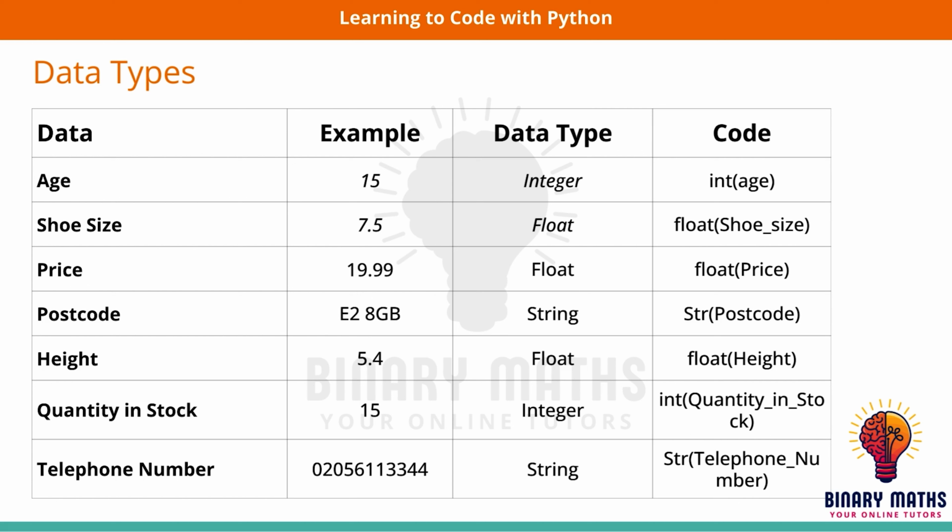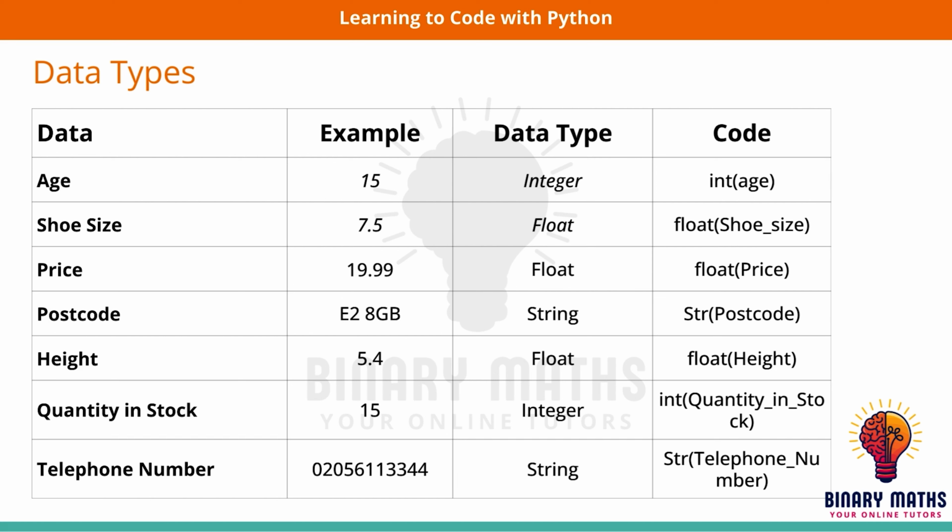For postcode, now this one's a bit, sometimes people get a little bit confused with this because it uses letters as well as numbers, but this is actually a string. Now a string is alphanumeric, meaning that it can have a combination of letters and numbers, but Python knows that it's not just numbers, so it's not going to try to perform some sort of calculation with that number.